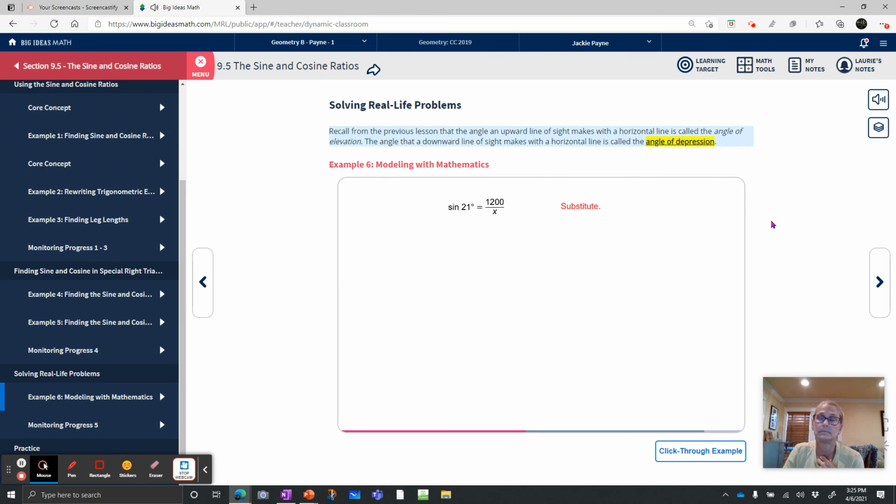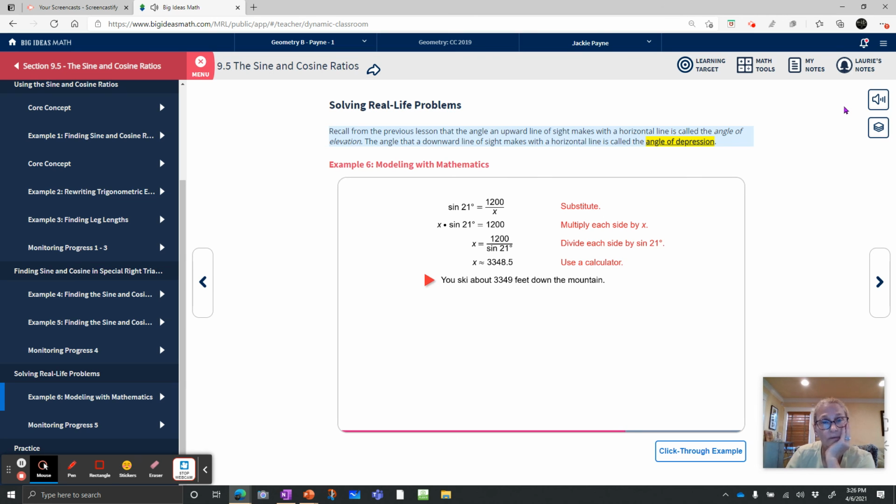To solve for x, first multiply each side of the equation by x. This gives you x times the sine of 21 degrees equals 1,200. Then divide each side of the equation by the sine of 21 degrees. This gives you x equals 1,200 divided by the sine of 21 degrees. Using a calculator, you get x is approximately equal to 3,348.5. So, you ski about 3,349 feet down the mountain.